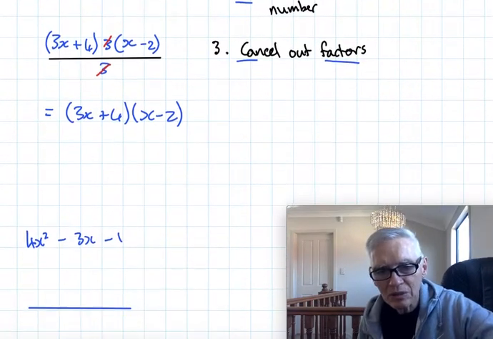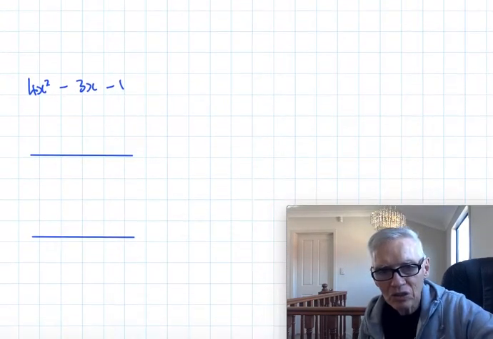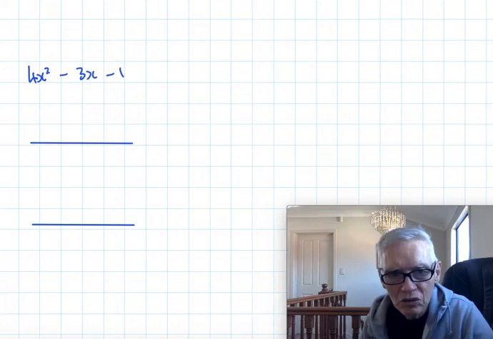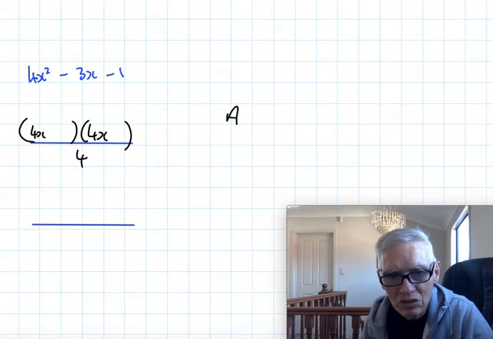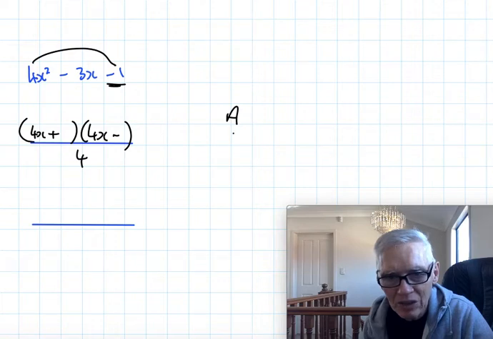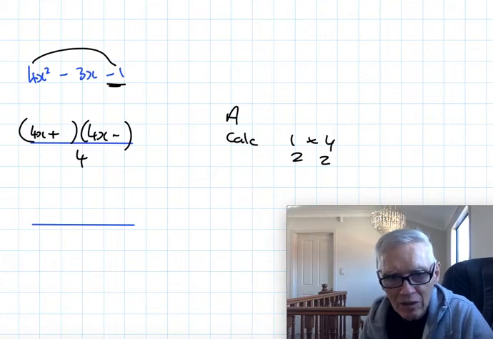So let's try this next one, 4x squared minus 3x minus 1. We're going to assume that this is 4x times 4x divided by 4. That's the assume. We put in the signs. It's a negative, so we've got a plus and a minus to go there. And then we go 4 times 1 is 4, and we calculate the first times the last. 1 times 4, 2 times 2. Well, obviously, 4 minus 1 is 3, so 1 minus 4 is negative 3.